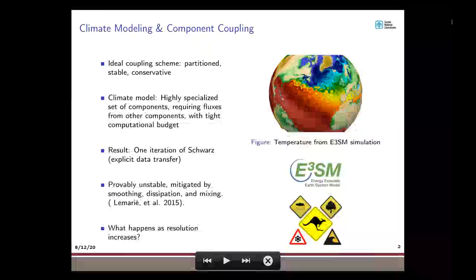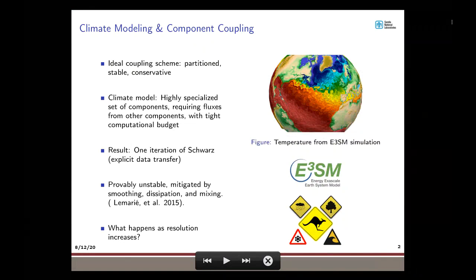To really motivate the talk, I want to talk about the contention between an ideal coupling scheme and the computational budget of a climate model. So I think Vijay already described the coupling scheme pretty well. It's kind of the glue that glues together components in a multi-physics simulation. And to me, some ideal properties of a coupling scheme are the following. One, it should be partitioned. It lets you solve these components individually without being coupled. So it decouples them in some sense, so you don't have to solve some monolithic problem.